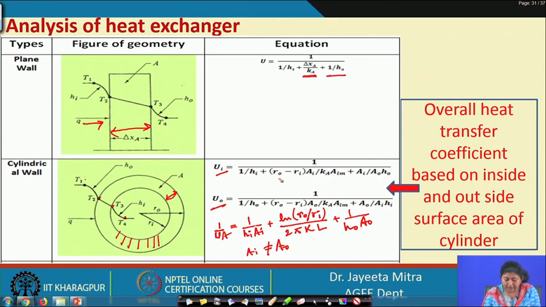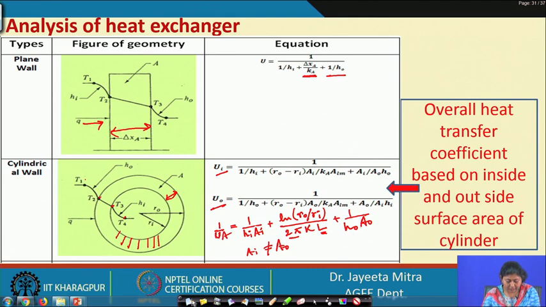And here also, this area A2 minus A1, that is, the 2 pi L has been cancelled from this, okay, 2 pi L. So, only R_O minus R_I remain, divided by K into A_LM, and similarly A_I divided by A_O H_O.